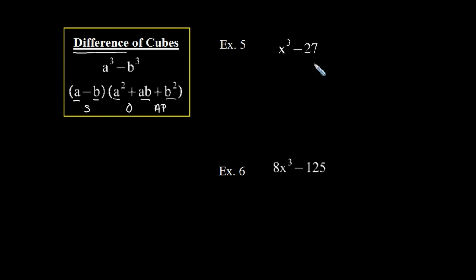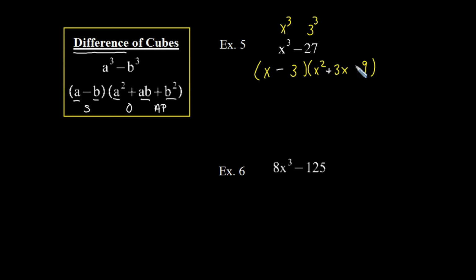So just a quick example here. Very straightforward. No coefficient on x cubed. And then a perfect cube already with 27. So we will take the cube root of x cubed and the cube root of 27. So that will give us x and 3. Then we will take x times x, which will give me my first term, x squared. X times 3 would be 3x, and then 3 times 3, which is 9. And then we will sign this according to SOAP.